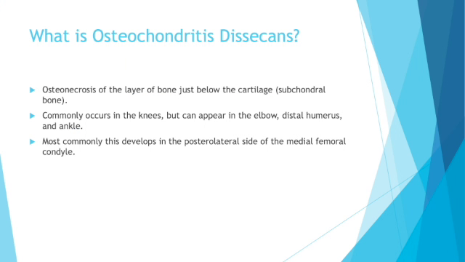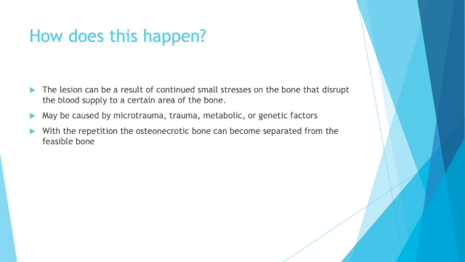Osteochondritis dissecans is an osteonecrosis of the layer of bone just below the cartilage, or the subchondral bone. Commonly, it occurs in the knees, but it can occur in the elbow, distal humerus, and the ankle as well. And usually it's developed in the posterior lateral side of the medial femoral condyle.